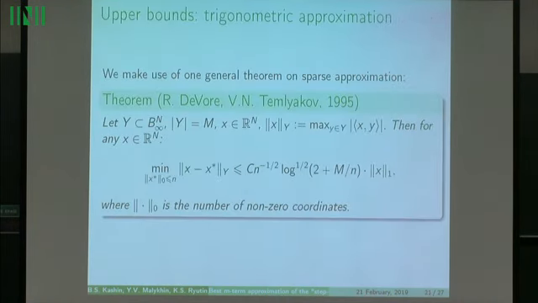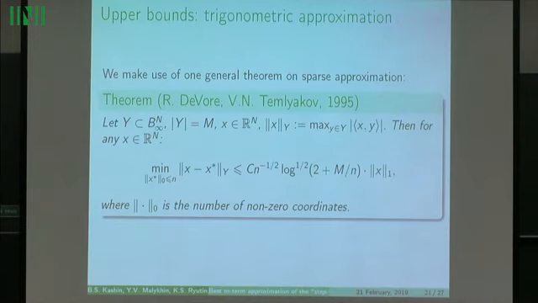So, and we can make use of the general theorem on sparse approximation by DeVore and Temlyakov from 1995. It's a rather general statement. So we take any subset of the n-dimensional cube of cardinality capital M. We introduce this norm x, y, and then we have this estimate, so the estimate for the approximation, the best n-term approximation.